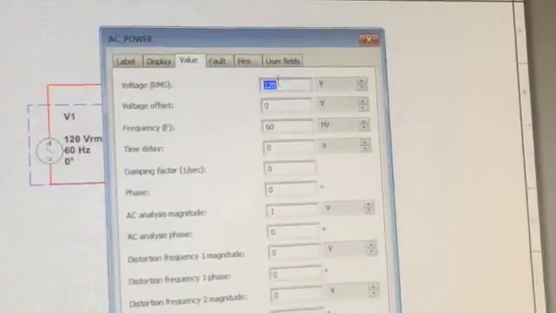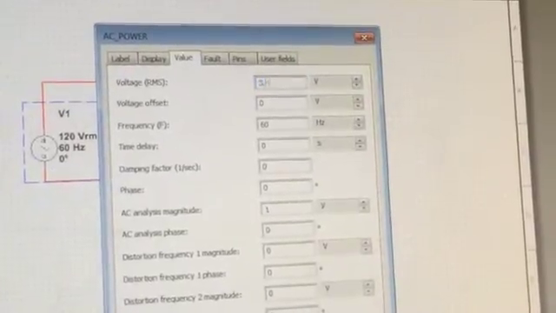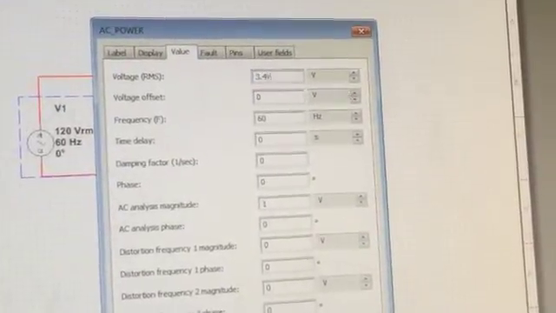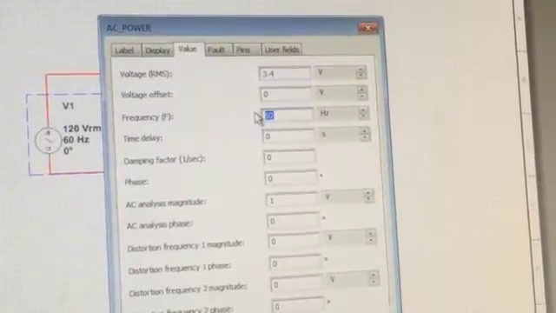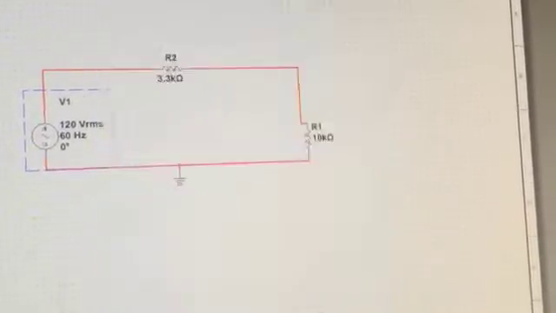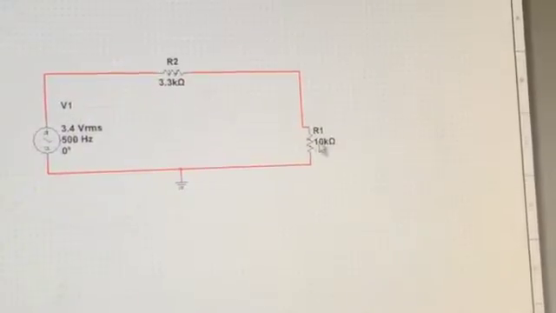Go ahead and change this around. For ours, we chose 3.4 volts RMS, and we chose a frequency of 500 hertz. And there you have it. That's the circuit.